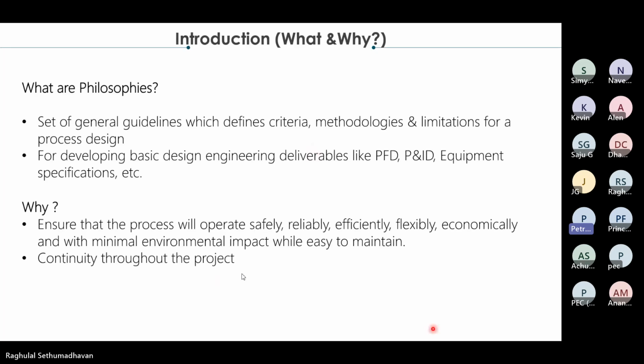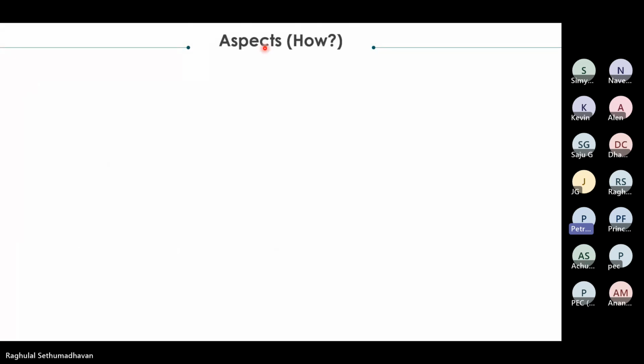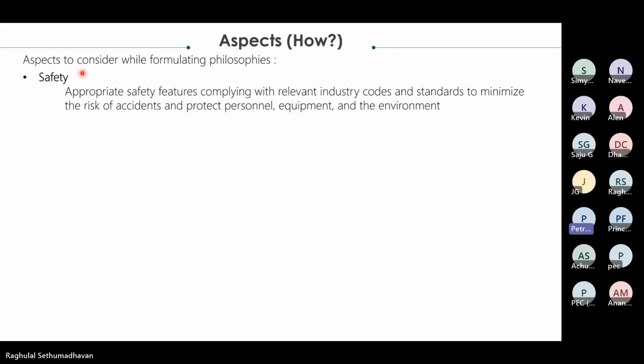Okay. Now, how are we going to implement these aspects into the philosophies? Let's see. There are few aspects. First one is safety. So safety first. We need to follow proper safety guidelines, complying to the industrial standards to avoid or minimize accidents and protect the personnel, assets, environmental impacts, everything.